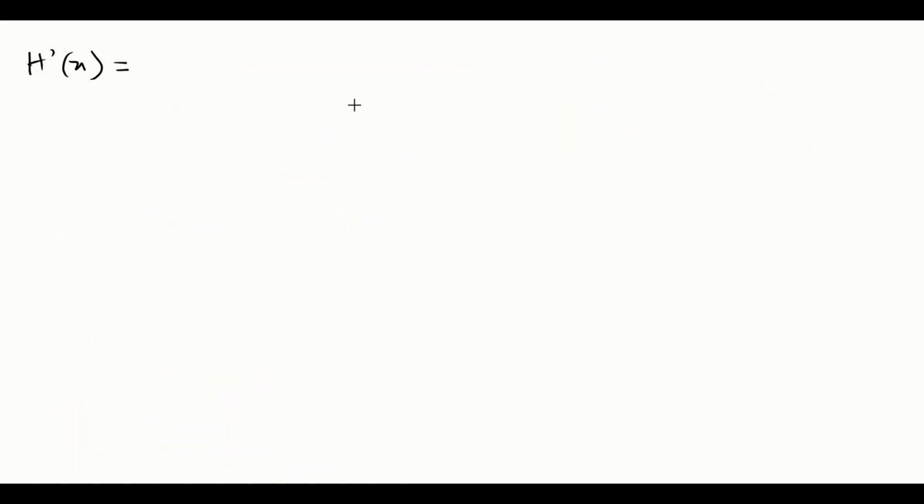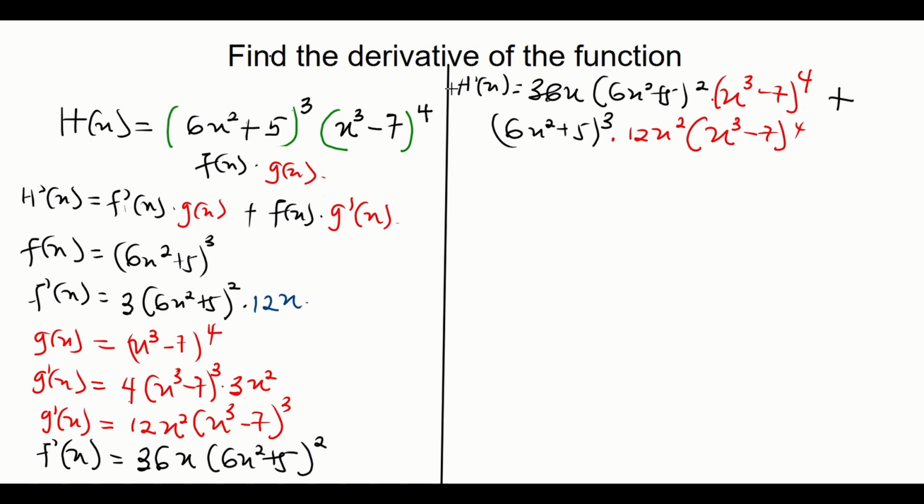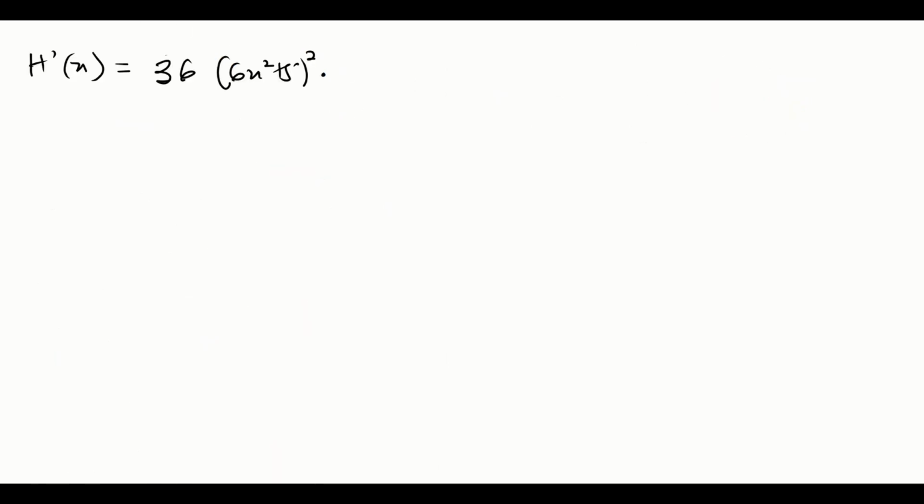So what are we getting there? We have 36 into bracket 6x squared plus 5, all to the power 2, and this is multiplying everything here. This is multiplying x to the power 3 minus 7, which is a function of g, all to the power 4.